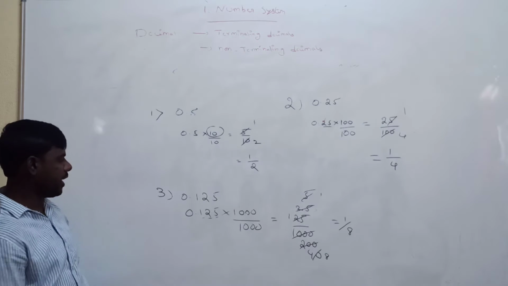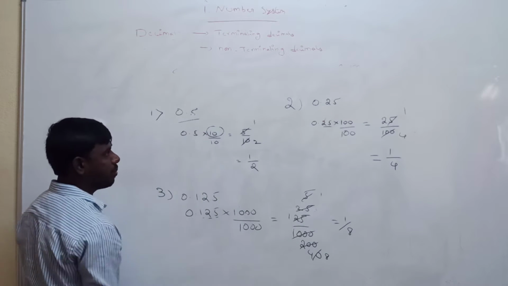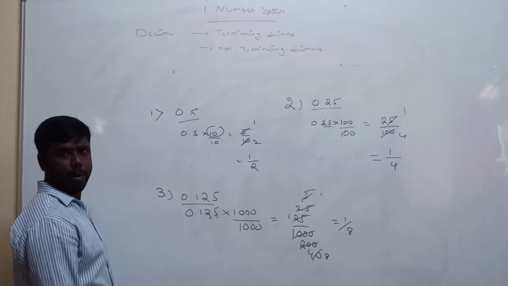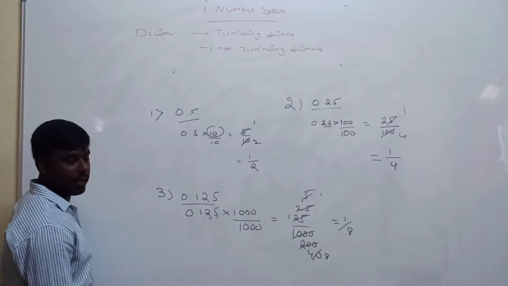Everyone understood? Next, all these values are terminating decimals. This is also a terminating decimal. This one is also terminating, because there are only a finite number of decimal places. So you have to clear the next topic.